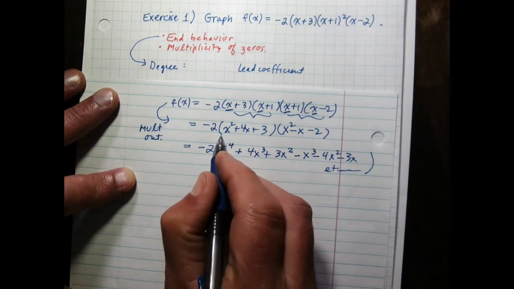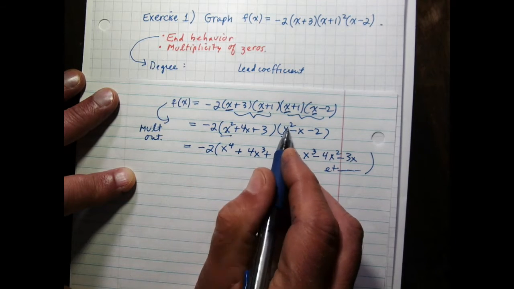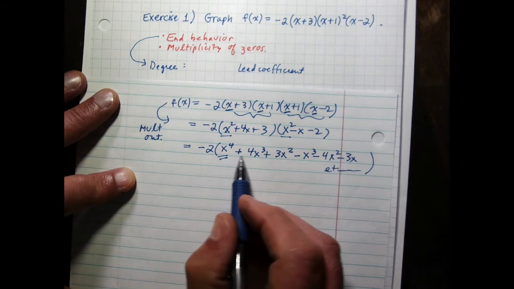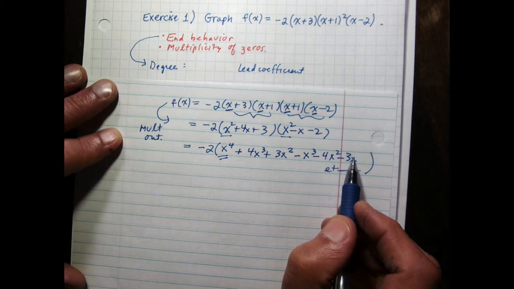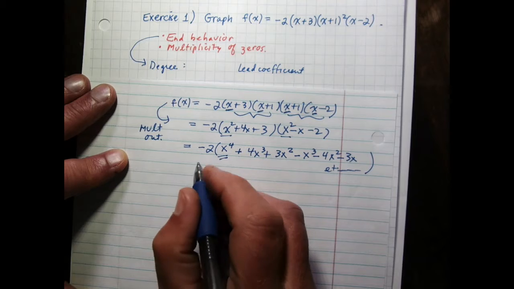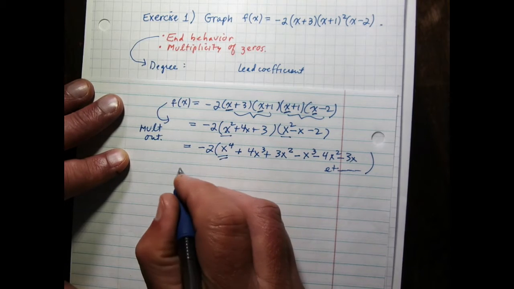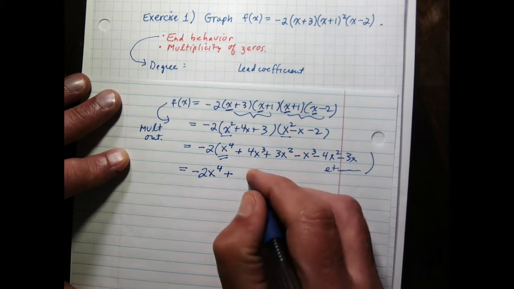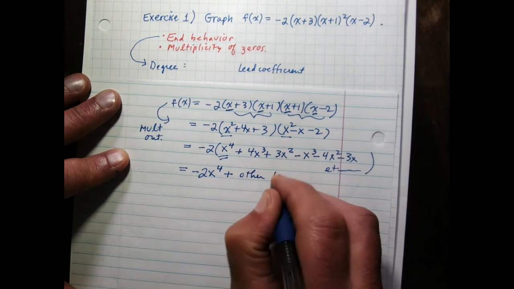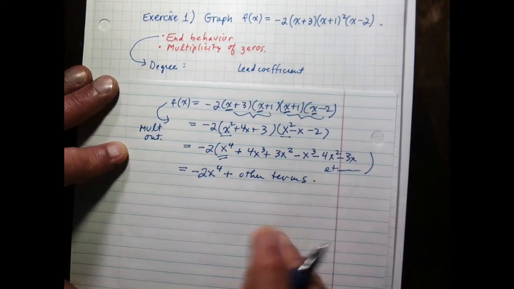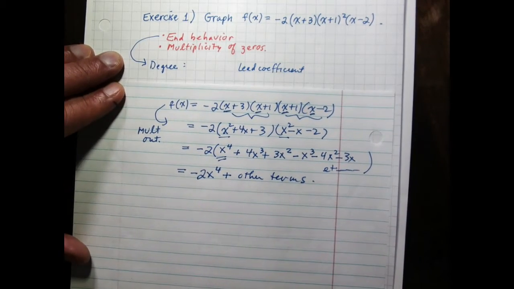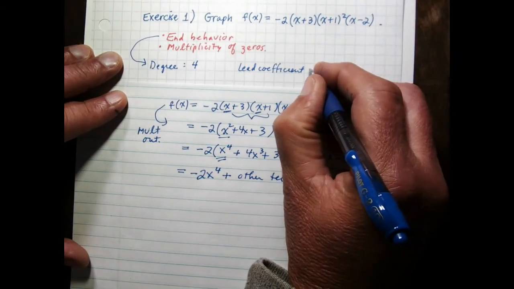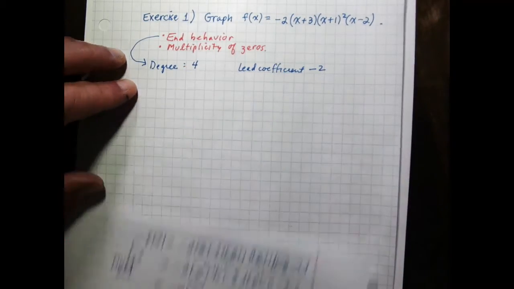But when I take this x squared times this x squared, that gave me this x to the fourth. I'm not going to get any other x to the fourth terms out of this multiplication. So when all this is done, I'll have minus 2x to the fourth plus other terms of lesser degree. And so the degree here is 4, and the lead coefficient is -2.